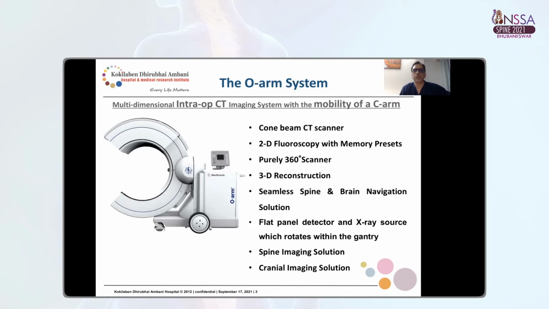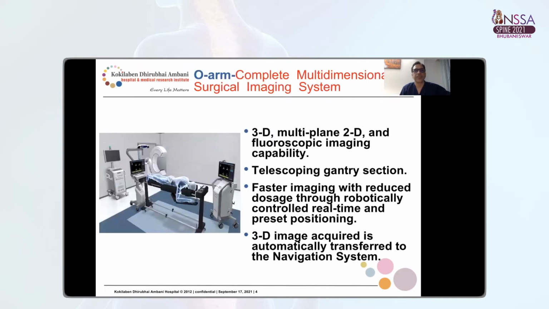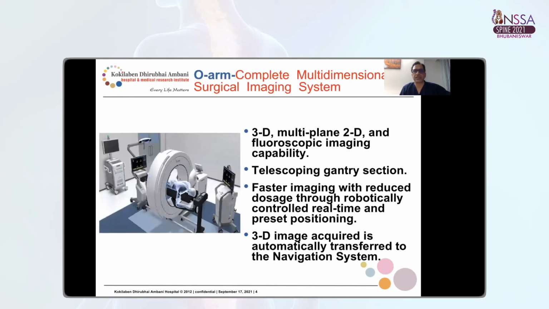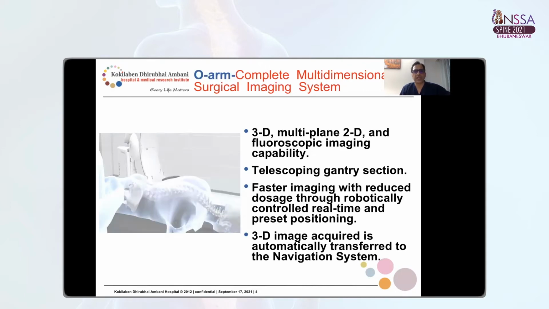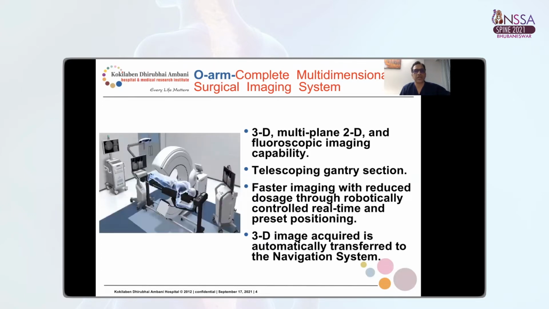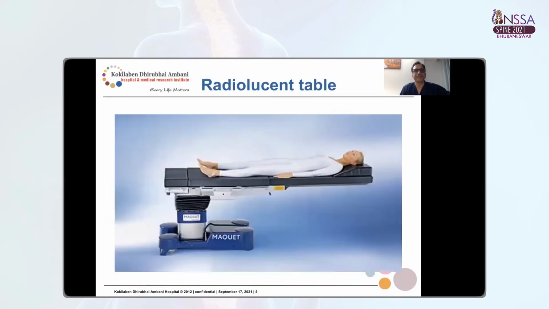It can be used for both cranial and spinal problems. Basically, it has a telescopic gantry section. It can produce an image very fast, and it can be robotically controlled. The 3D image which we acquire can be automatically and immediately transferred to the navigation system, and we can use the imaging immediately to navigate. One of the things we need here is a radiolucent table.